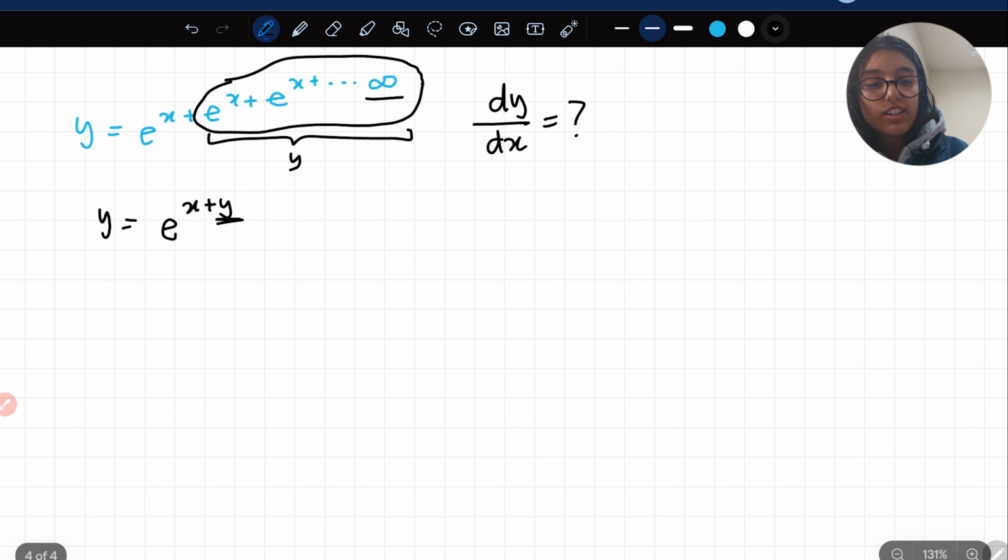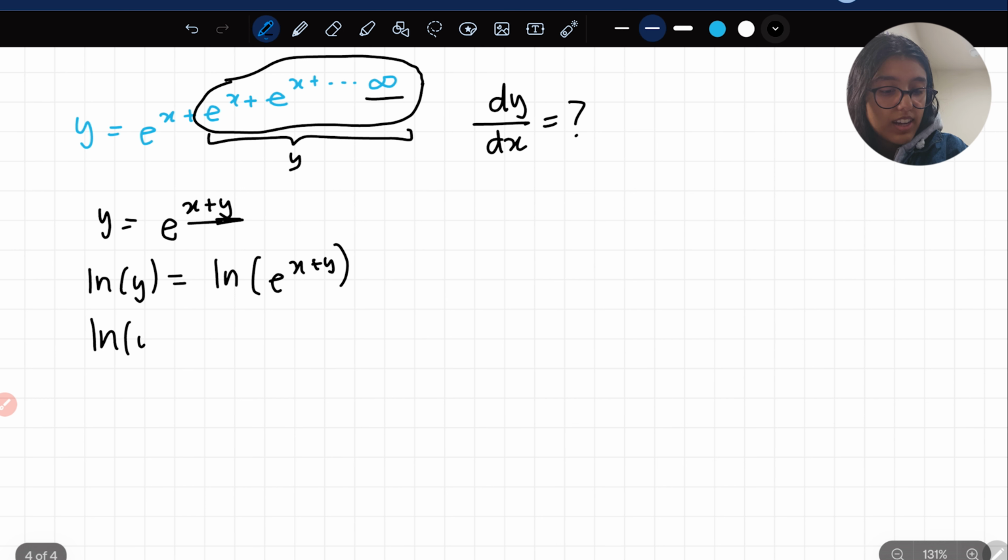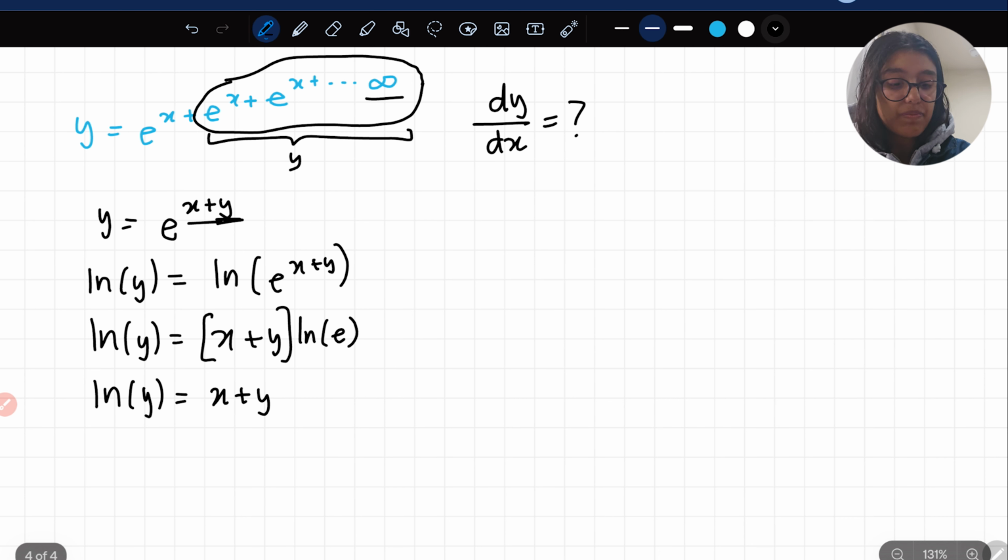So what I like to do whenever I see a power is just take the natural log of both sides. So I have natural log of y is equal to natural log of e to the power of (x plus y). The right side is equal to (x plus y) times natural log of e, because I took the power down. Next, I have natural log of y is equal to x plus y, because natural log of e is just 1. Now I can start taking the derivative.